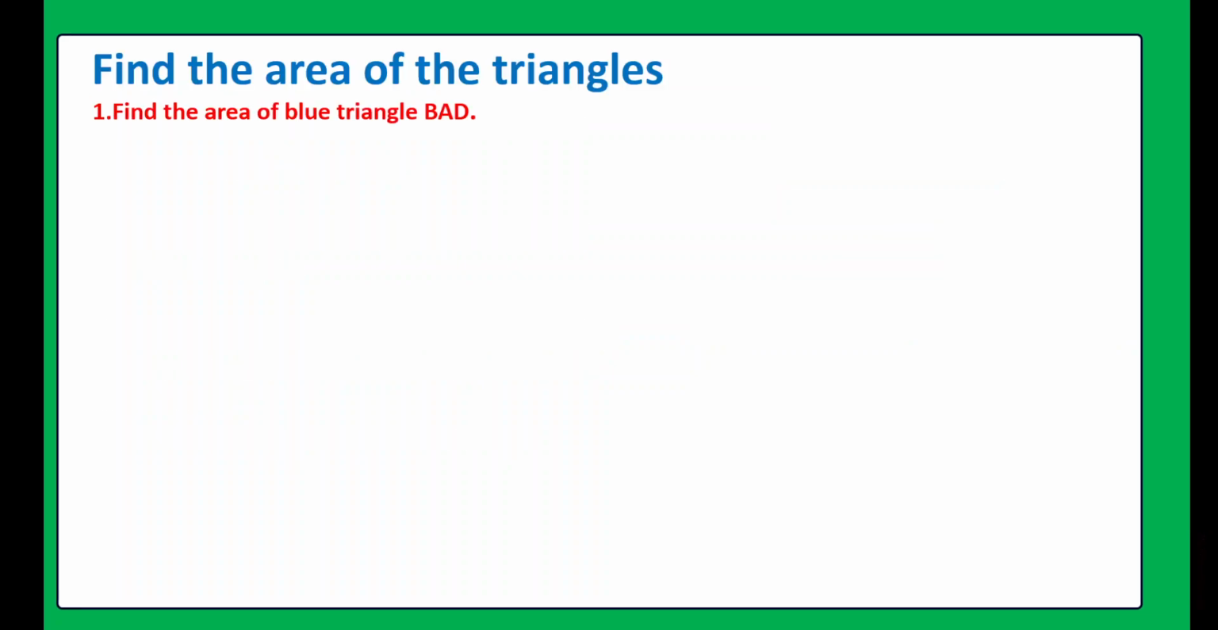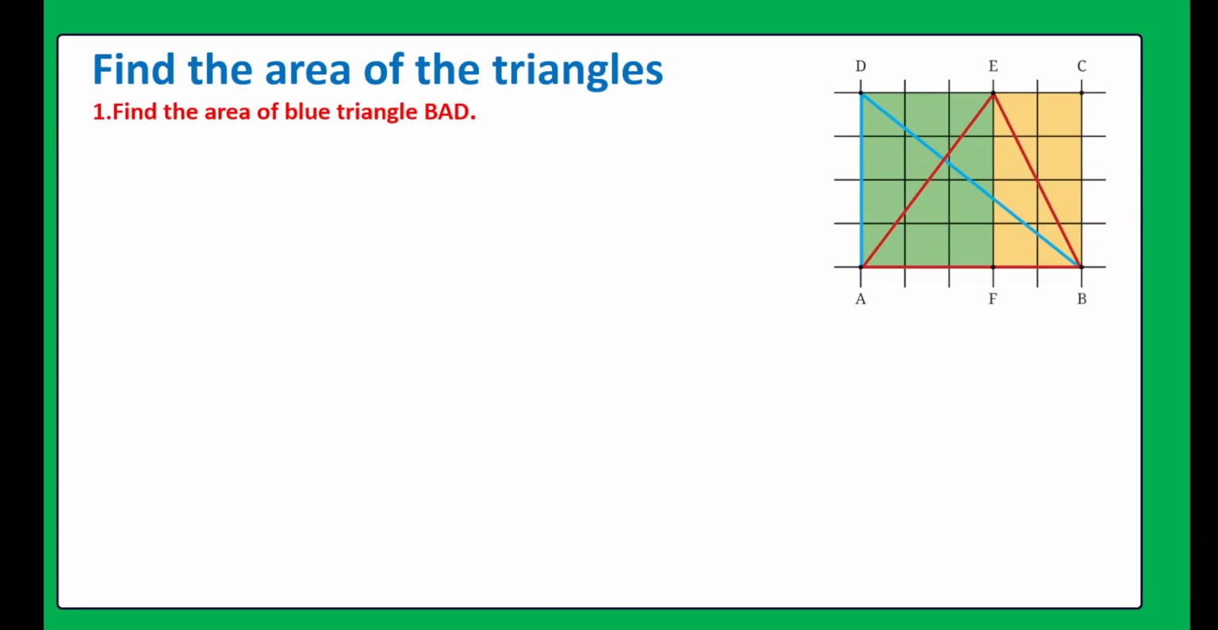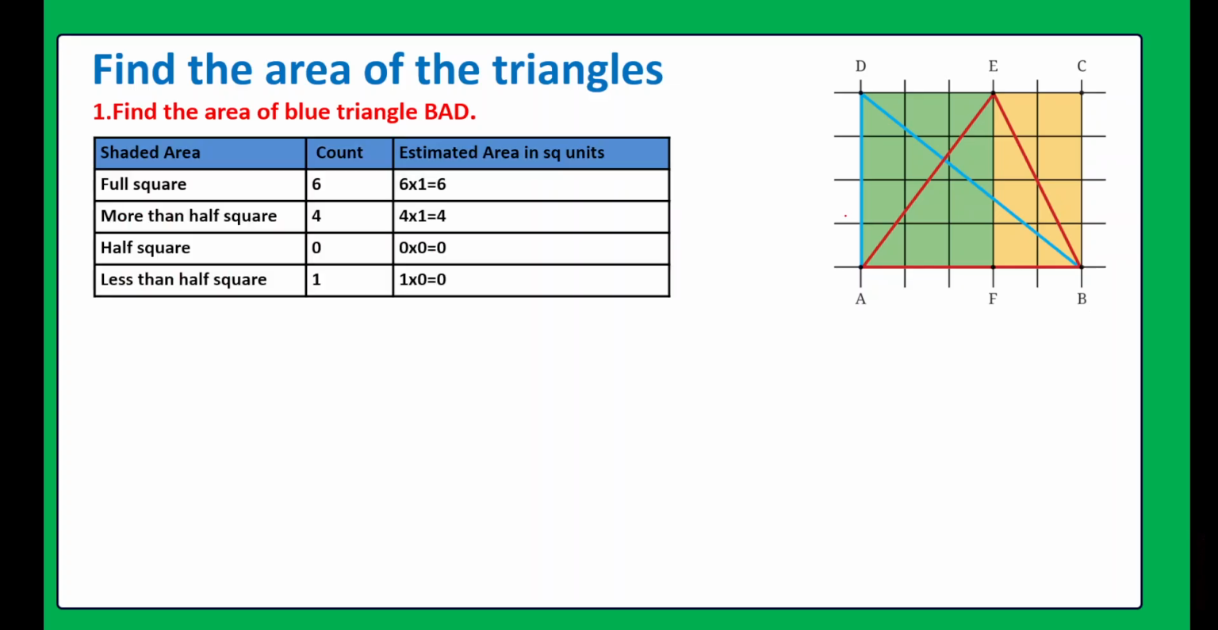Find the area of the triangles. Find the area of blue triangle BAD. Here, this blue triangle is BAD. First, we will find this shaded area, count it, and estimate the area. So in this blue triangle, how many full squares do we have? We have 6 full squares: 1, 2, 3, 4, 5, 6. Therefore, full squares equal 6.